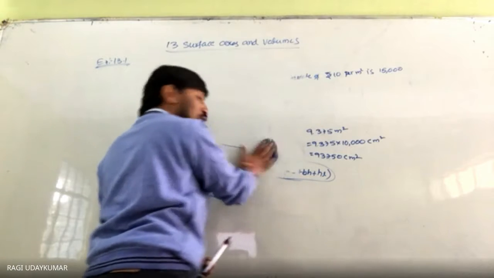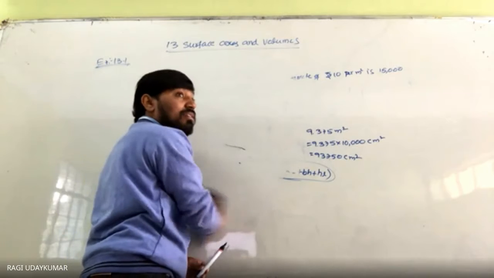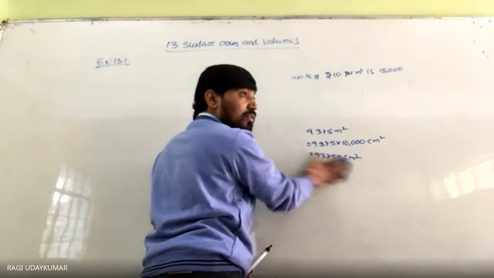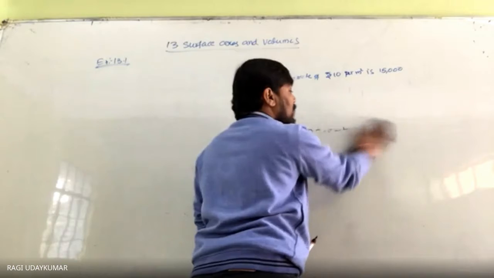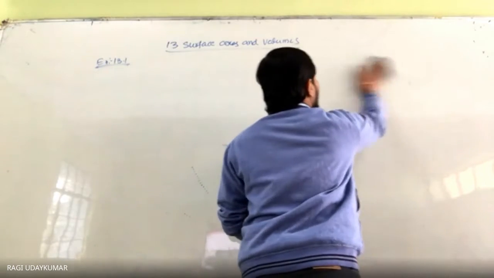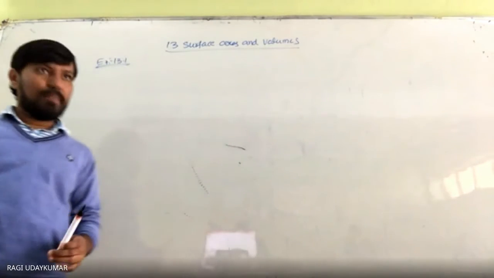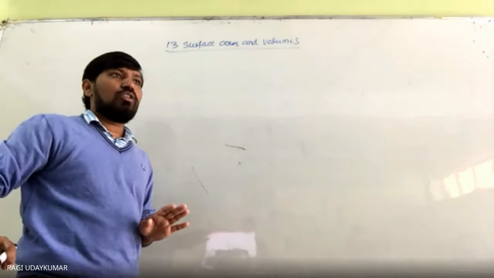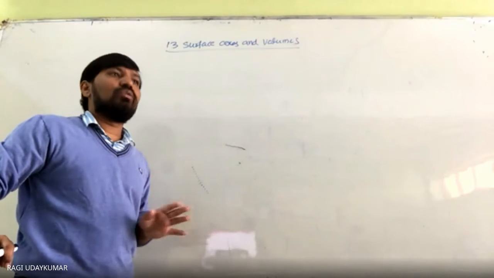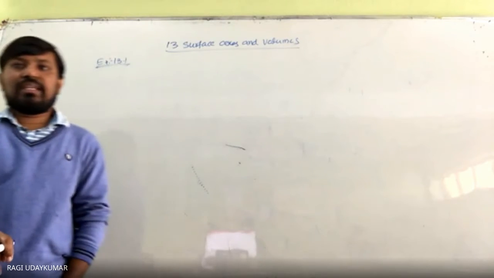Lateral surface area of the cuboid is 2h into (L plus B). 2h into (L plus B) is the lateral surface area. But here in this problem, only the lateral surface area is to be compared. And total surface area, I am recalling that. Okay. Next. This fifth question is very simple.